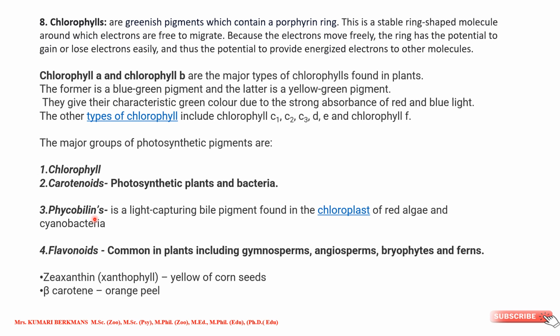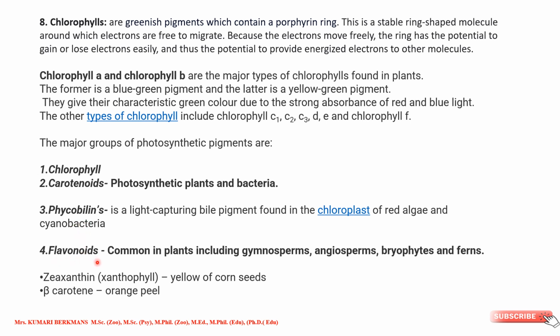Okay, phycobilins. It's a light-capturing bile pigment found in the chloroplast of red algae and cyanobacteria. This is very important: phycobilins are present in red algae and cyanobacteria. Phyco means cyanobacteria and red algae. Keep in mind.